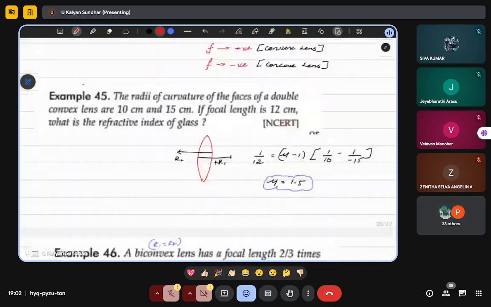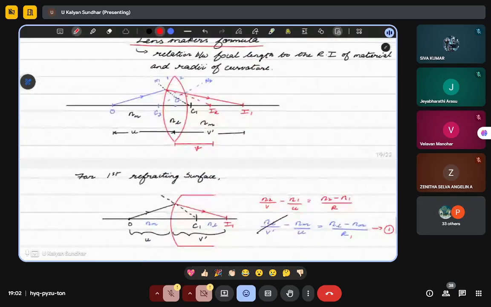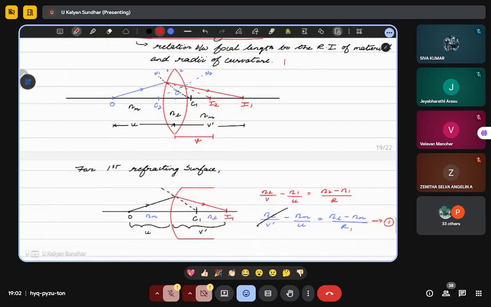And most importantly, the derivation of the lens maker's formula. Only because we took some assumptions have we got this equation. The first one is about the lens. The lens has to be thin initially. Only if it is thin will this be applicable. Otherwise this lens maker's formula will not be applicable. The lens should be thin.